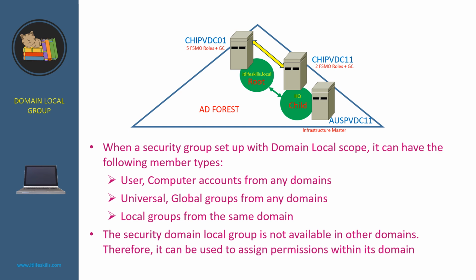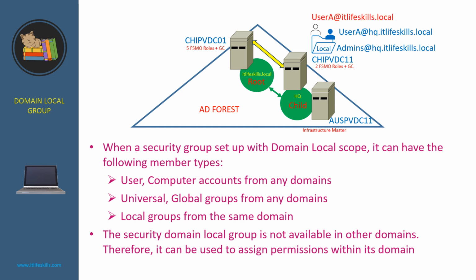For example, we create a new group named admins in the child domain hq.itlifeskills.local, and we add the user A in the same domain and also the user A in the root domain ITLifeSkills.local to the group. And now we can use the admins group to assign permissions on any resources within the child domain hq.itlifeskills.local, but we cannot use this to assign permission on any other domains.